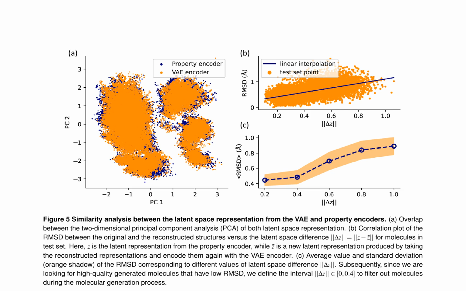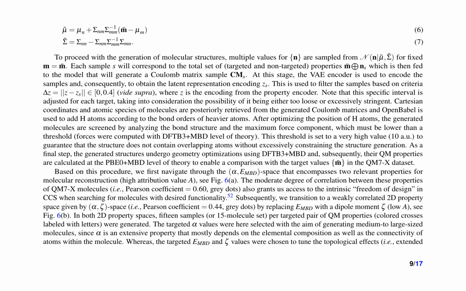The generation of molecular structures involves sampling multiple values for n, from N(μ, σ), for fixed m equals m, where μ and σ are calculated using equations 6 and 7, respectively. Each sample corresponds to a set of targeted and non-targeted properties, which is fed to the model to generate a Coulomb matrix sample, CMs. The VAE encoder is used to encode the samples, and the resulting latent representation encoding, zs, is used to filter the samples based on the criterion Δz = |z − zs| ∈ [0, 0.4].